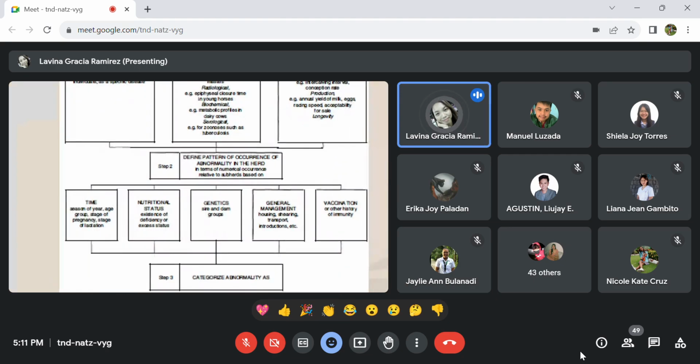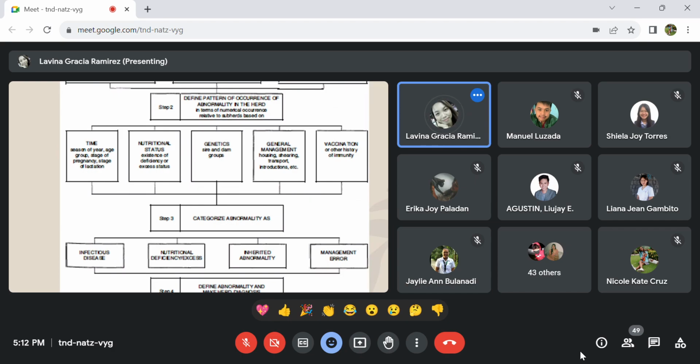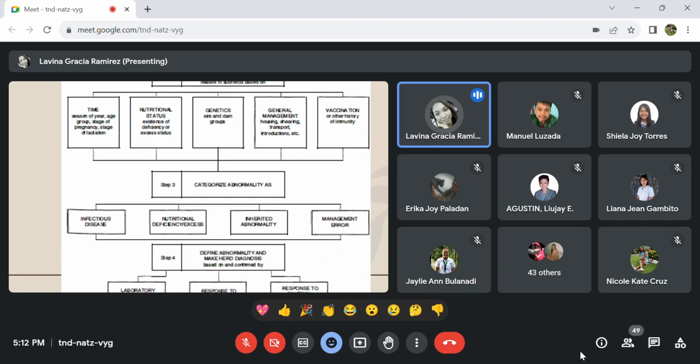Then with that, you could now define the pattern of occurrence in the field. Since this is examination in the herd, you check its correlation to time, the nutrition status as factors, and the genetics that the animal has. These are predisposing factors. If that is clear now, you can categorize the abnormalities, whether it is a disorder caused by nutritional factors or by infectious diseases.